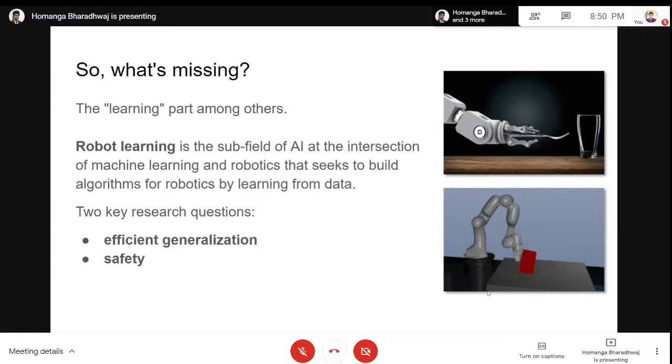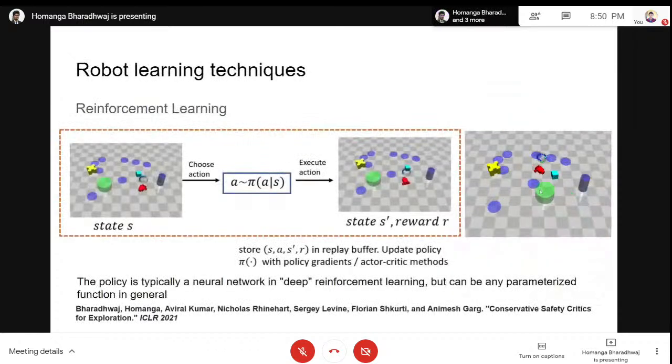This is one of the environments I created, where the robot needs to push this red block on the table without the block toppling. This is a coarse simulation of the problem, because it's difficult to simulate fluids in computer simulators. And I'll talk briefly about some of the robot learning techniques that are used out there.